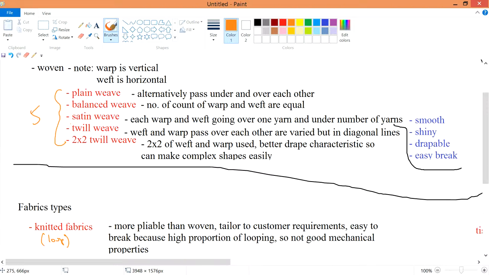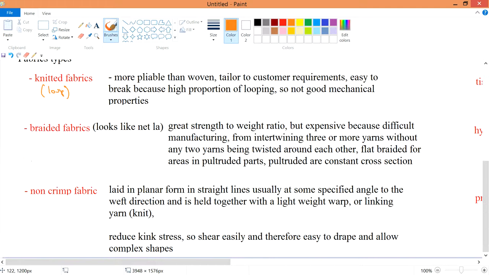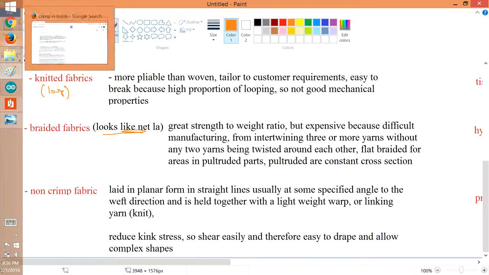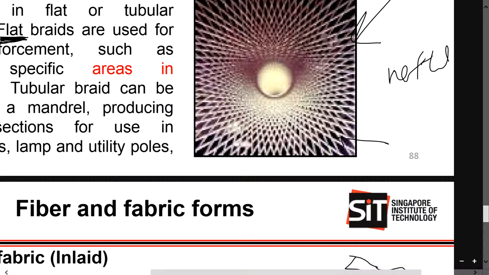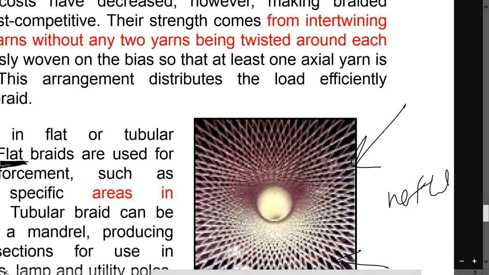For twilled, you just remember it is something like diagonal, in order to help you memorize things easier. And then braided looks like a net. If you take a look, it kind of looks like a net, right? So this is the braided material.